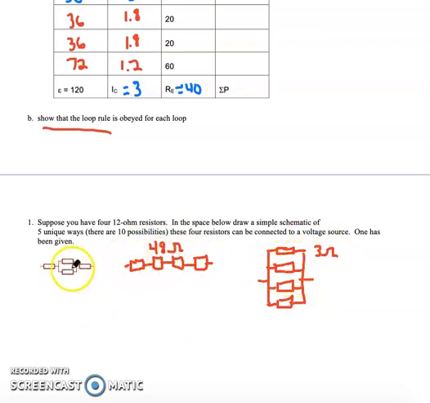So I want you to come up with 4 other ways you could connect 4 resistors that are different than these. All right, there's 10 overall. We've got 3 here, so that leaves 7 more. I've given you 1, so you've got to come up with 4 of the 7. All right, it's a good little challenge, and then there's some math problems I want you to do with that.